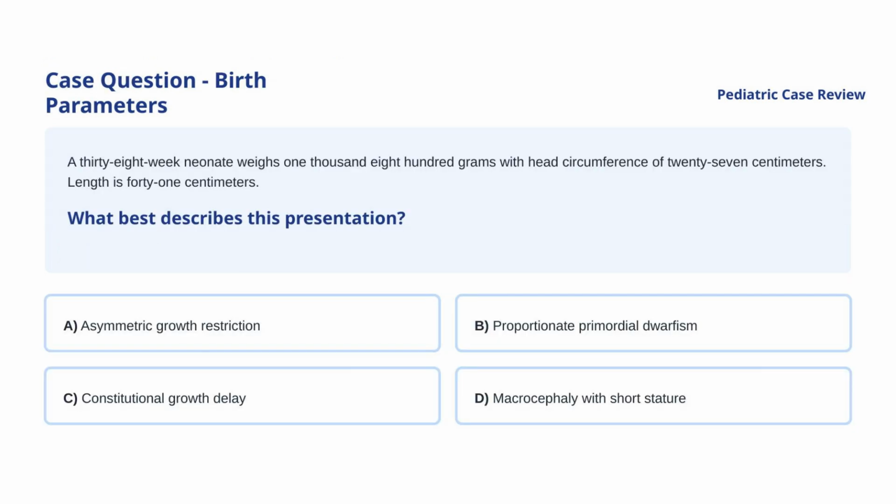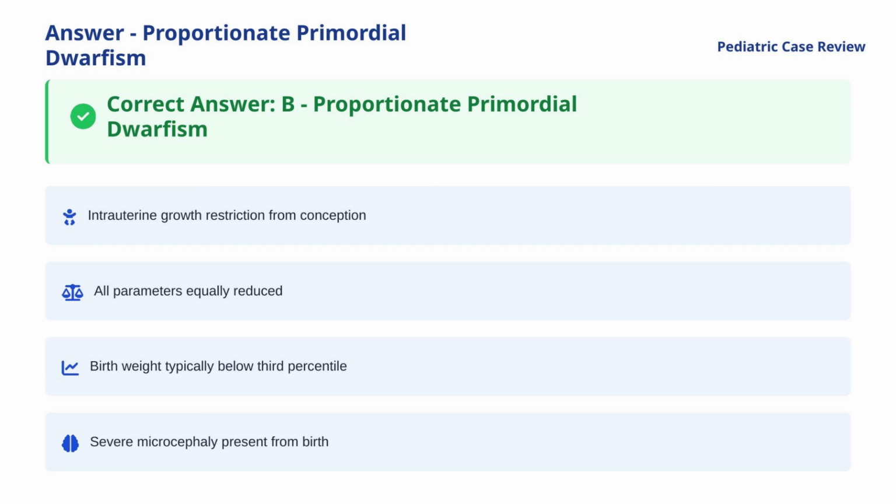Case 2. A 38-week neonate weighs 1,800 grams with head circumference of 27 centimeters. Length is 41 centimeters. What best describes this presentation? Option A, asymmetric growth restriction. Option B, proportionate primordial dwarfism. Option C, constitutional growth delay. Option D, macrocephaly with short stature. The correct answer is B.